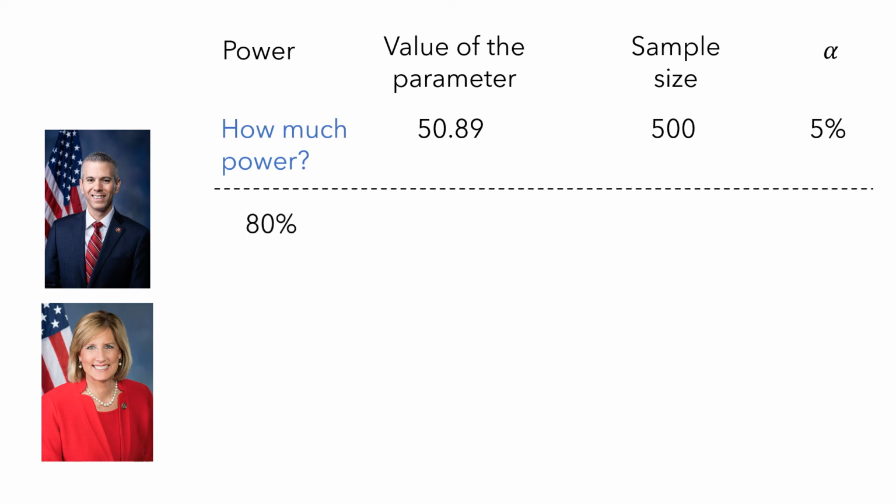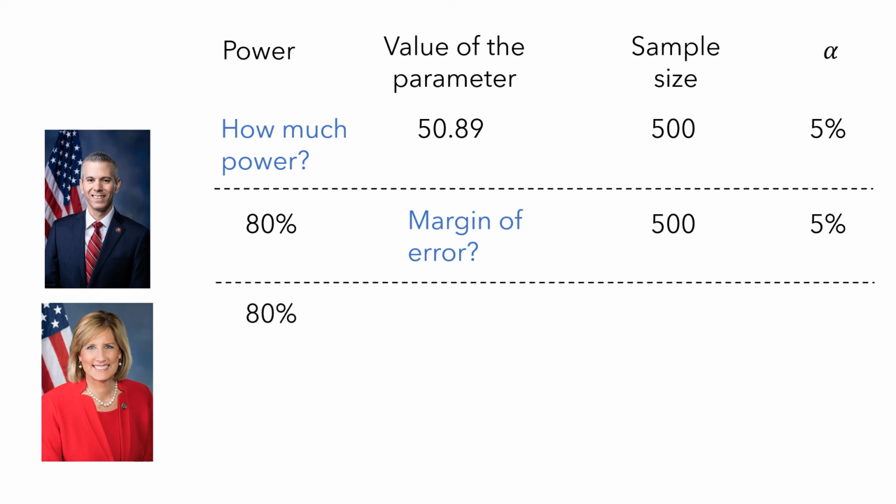Or, if we want 80% power and a sample size of 500 and an alpha of 5%, then we can ask, what is our margin of error? What is the smallest amount of variation we can detect? Or, if we want 80% power and the parameter is 50.89% and alpha is 5%, then we can ask, how large of a sample do we need to detect the false null hypothesis?